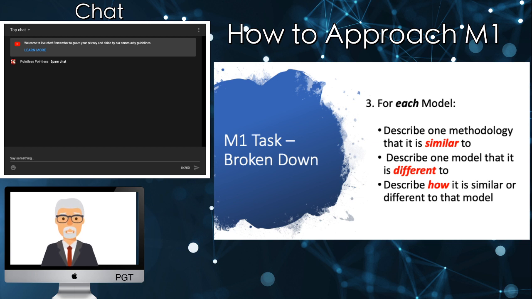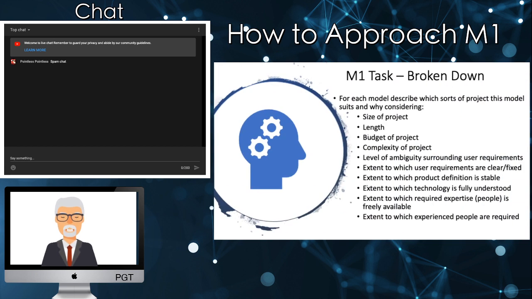The fourth part is reasonably straightforward, and it's thinking about why a given model suits a particular type of project. So there'll be certain models that suit projects that are short. There'll be certain models that suit projects with a low or a high budget. There are certain models that work better for complex projects. And one of the key areas is that for some projects, you know exactly what's going to be happening in advance. You can be 99% sure of everything that you're going to encounter along the way.